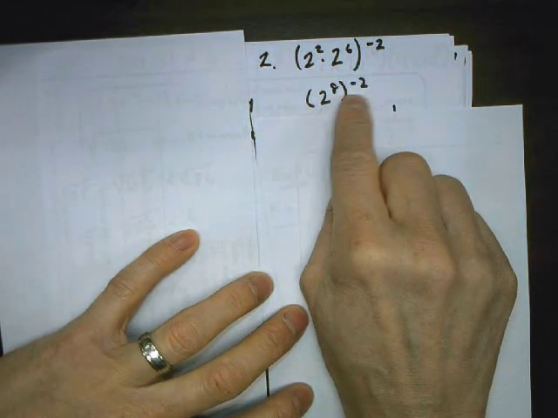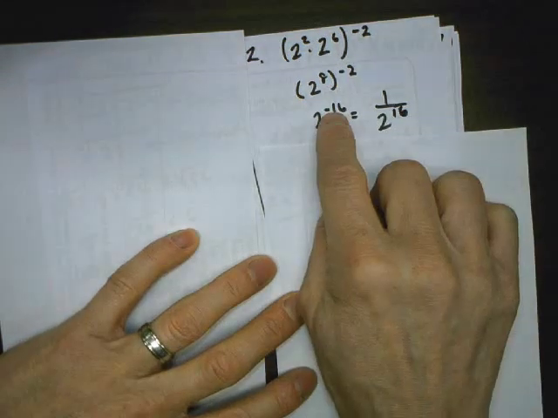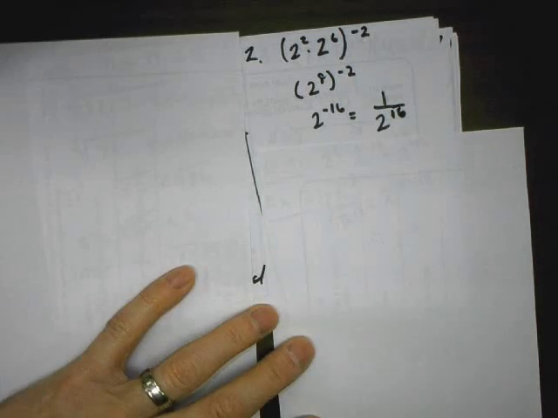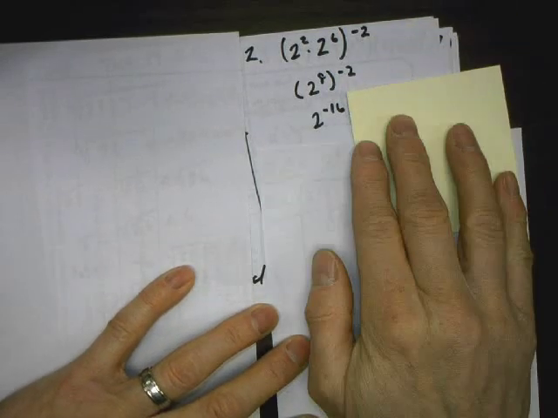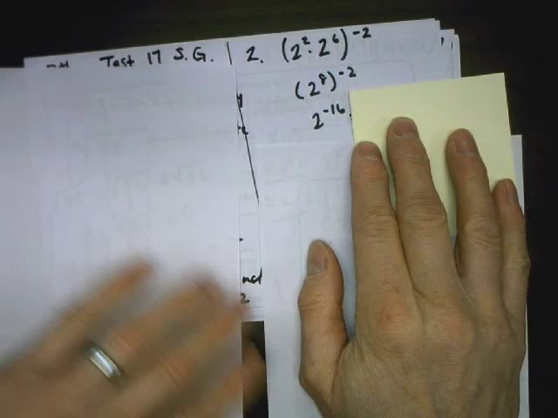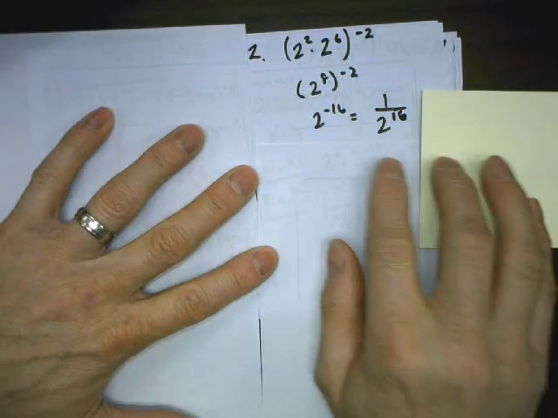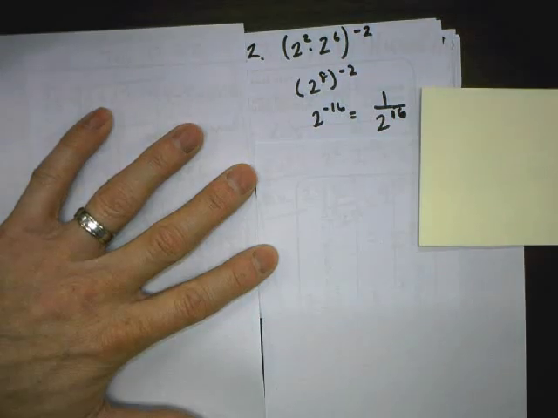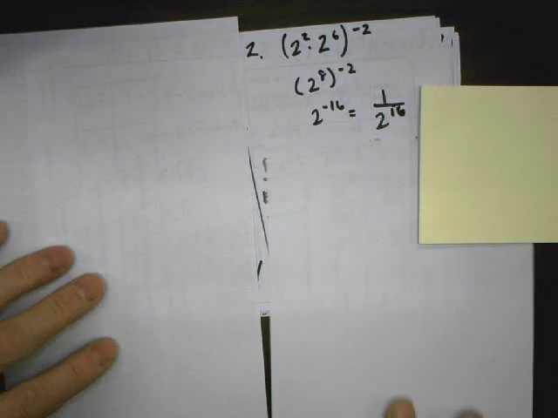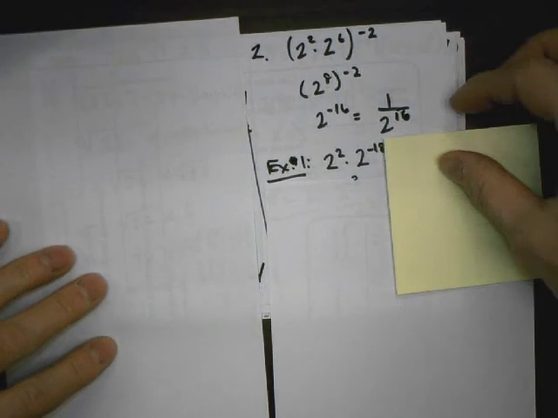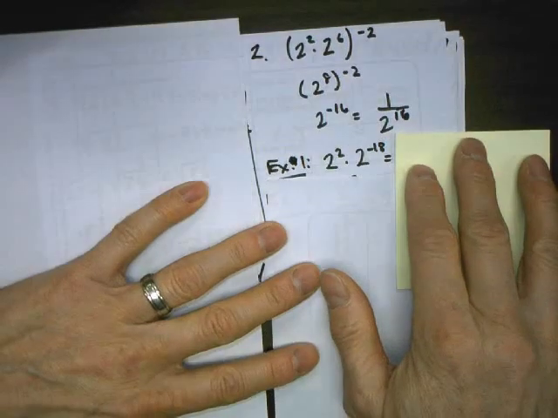Now I'm going to take a power to a power. That's when we multiply the exponents. And then if you guys remember, negative exponent means you have to flip it. So 2 to the negative 16th means 1 over 2 to the positive 16th. And that's simplified. Now I need to look at the expressions to see which of those is equivalent to that.